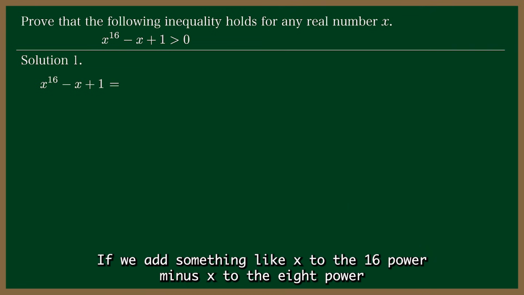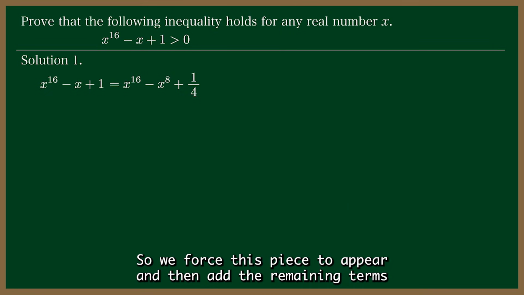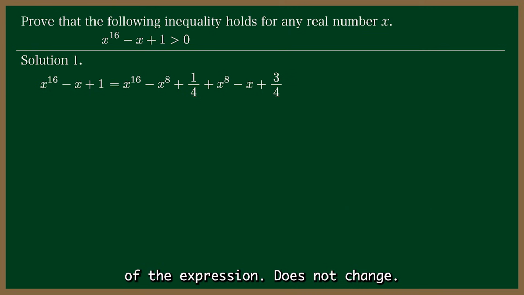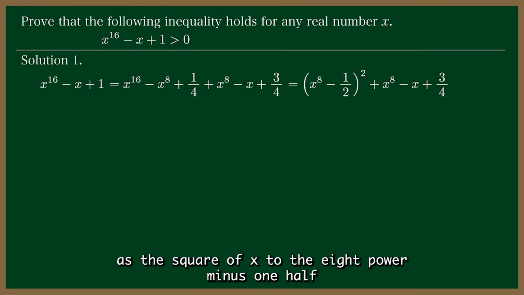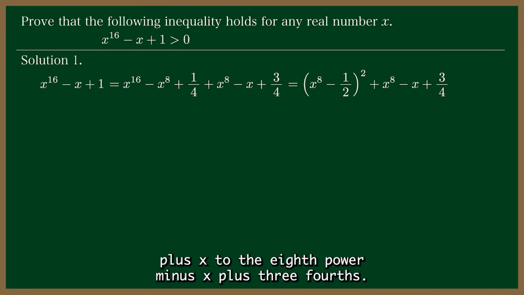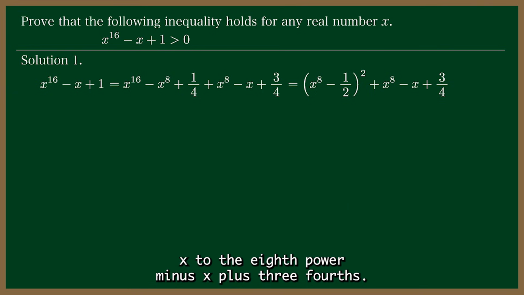If we had something like x to the 16th power minus x to the 8th power plus 1/4, then that part could be written as a perfect square. So we force this piece to appear and then add the remaining terms so the expression does not change. After doing that, we can rewrite the whole expression as the square of x to the 8th power minus 1/2, plus x to the 8th power minus x plus 3/4.